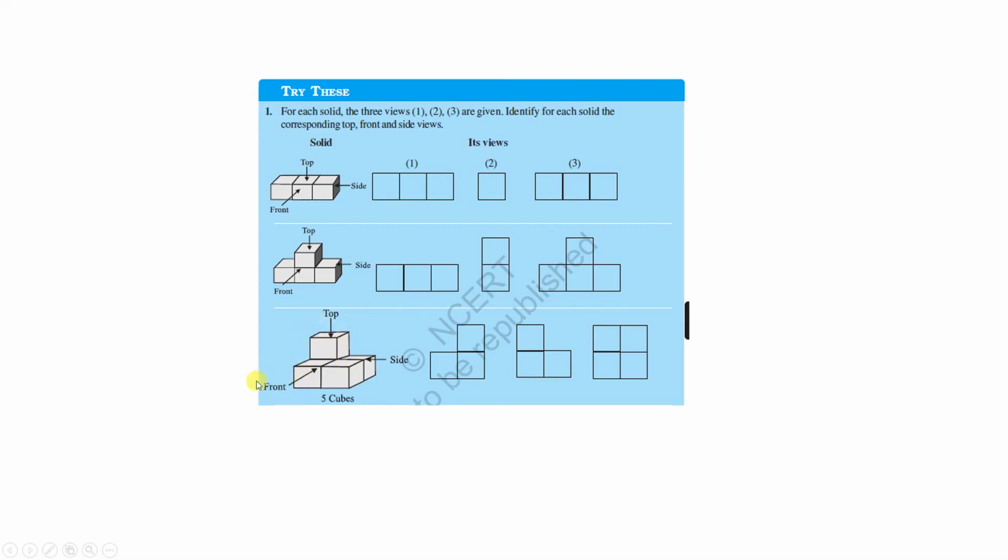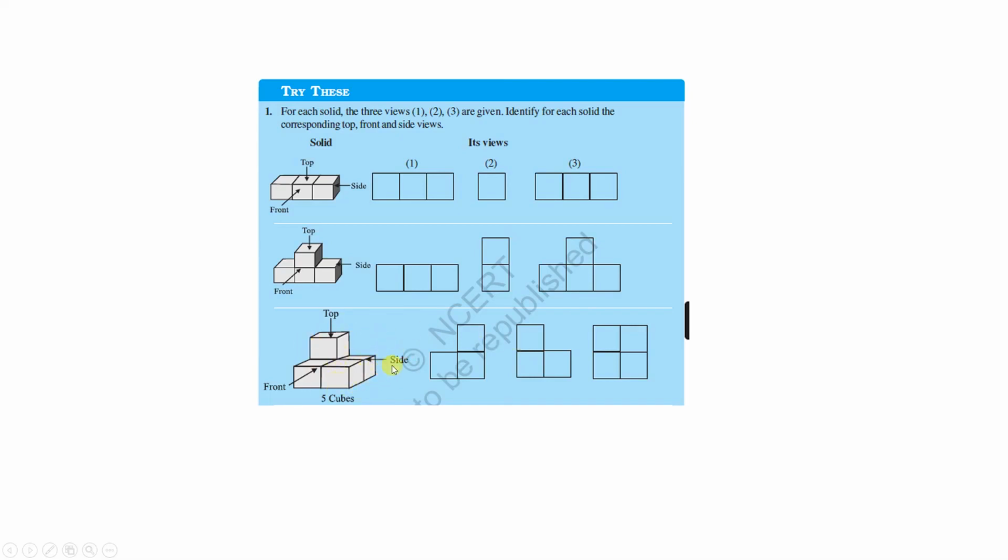Now for the front view, from the front when we see this solid, we see 1 and 2 squares. On the left hand side, on top of the square, we will see another square. So in total we see 3 squares, where on the left hand side there are 2 squares. So this second view is the front view for the solid. Here we can see that there are 2 squares, and on the left hand side square there is another square on top.